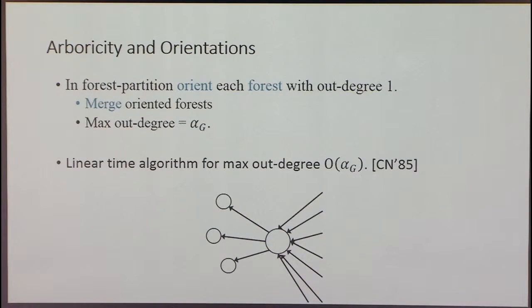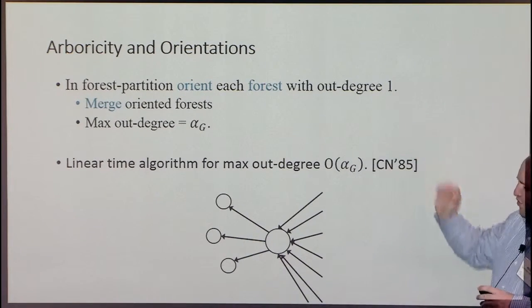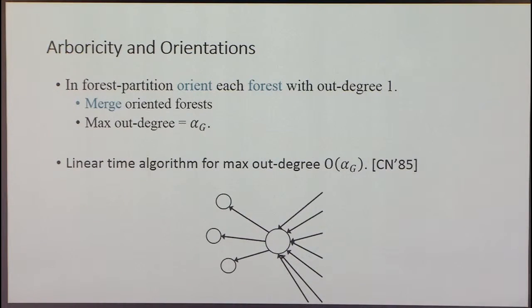This is a little bit difficult to do because finding such partitions efficiently seems hard. I should be careful: we don't know how to do it faster than something like cubic time. But there are linear time algorithms obtaining a 2 approximation. So the maximum out degree of every vertex is going to be at most twice the arboricity.